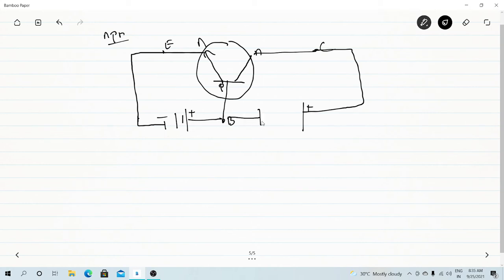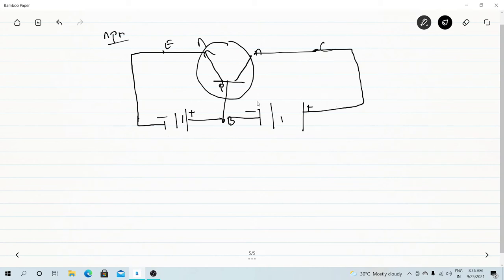Input will be forward biased, and this output section will be reverse biased. Now it is working. So this is positive, negative. You can see this P side is more positive as compared to N, and here the N side will be more positive. So this input and output are biased: if this is forward biased, this is reverse biased.